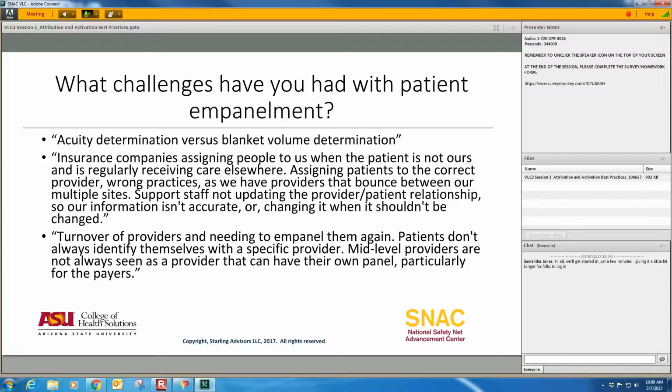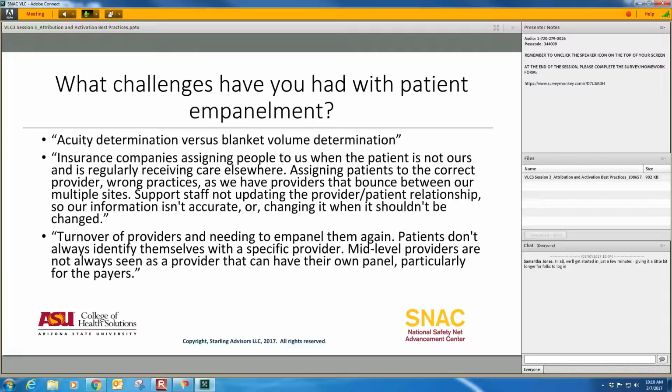Balancing volume with acuity. If you're going to say that every provider is going to see a panel of a certain size, is that a fair thing to do? What else do you need to look into in terms of how sick or how complicated those patients may be? It may not be fair to have every provider see the exact same number of patients on a panel. You may need to take other things into account, and we'll talk about those later in the session. Another challenge: disconnect between payer perception of who your patients are and who you've actually seen in your practice.